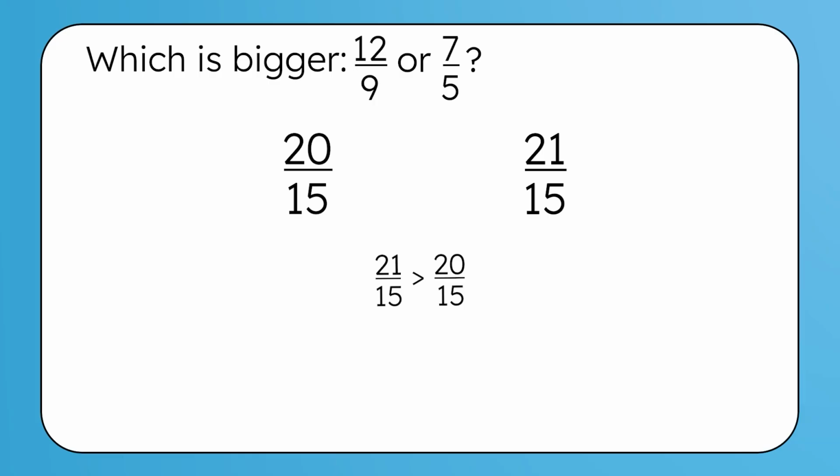Good point. That doesn't answer the question, because 21/15 isn't in the original problem. To answer the question which is bigger, 12/9 or 7/5, we need to put 21/15 back in its original form. 21/15 was originally 7/5, so the final answer is 7/5 is greater than 12/9.